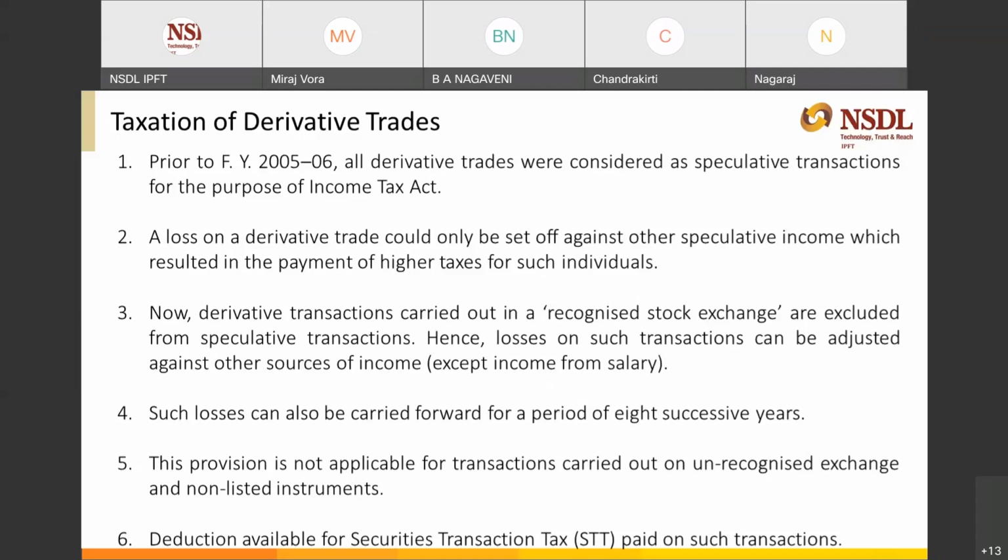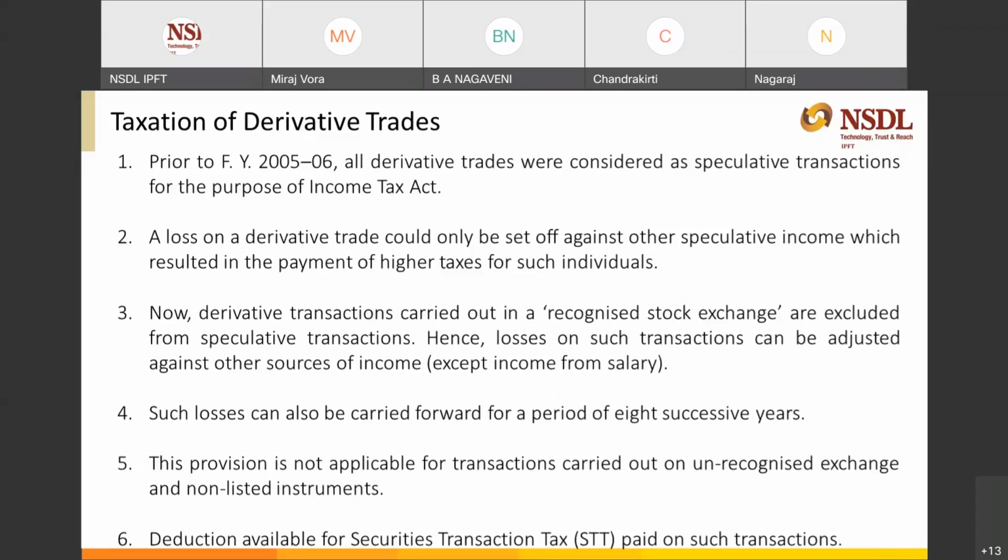So the losses of the derivatives or futures segment can be adjusted against the other sources of income. The only source which is not allowed is salary income. So if you are a salaried person, you cannot adjust your derivative losses against your salary income. So that is one exception which they have kept. Other than that, this would be considered as your business income.